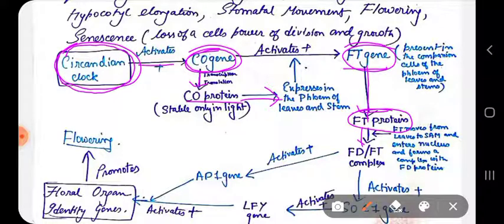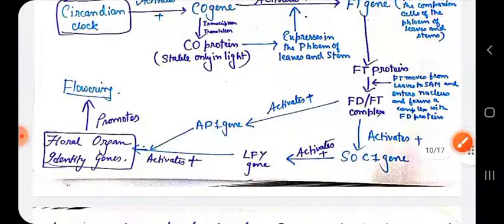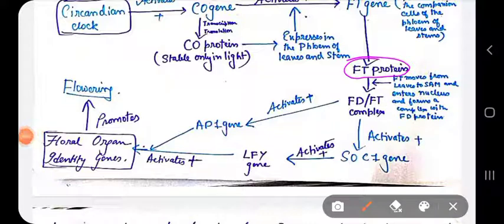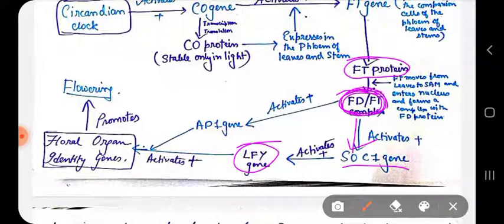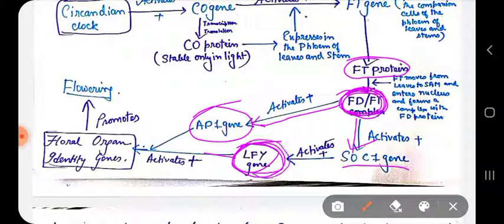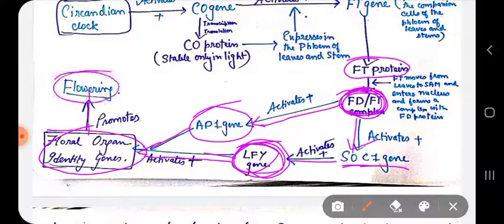FT protein moves from the leaves and enters the shoot apical meristem, that is, it enters the shoot tip, and there in the shoot tip it enters the nucleus where it forms a complex with FD protein to form FD-FT complex. This FD-FT complex then activates the SOC1 gene, which is the activator gene for LFY, and this FD-FT complex also activates the AP1 Apetala-1 gene. Together this LFY gene, which gets activated due to SOC1 gene, together with AP1 gene, is going to activate the class 3 floral organ identity genes, which promotes flowering.